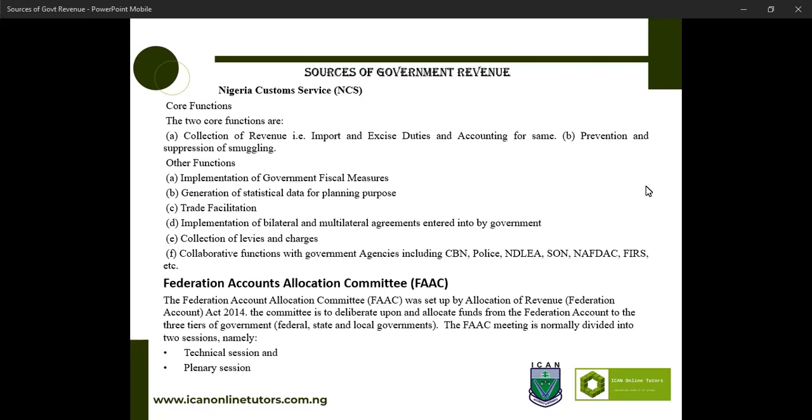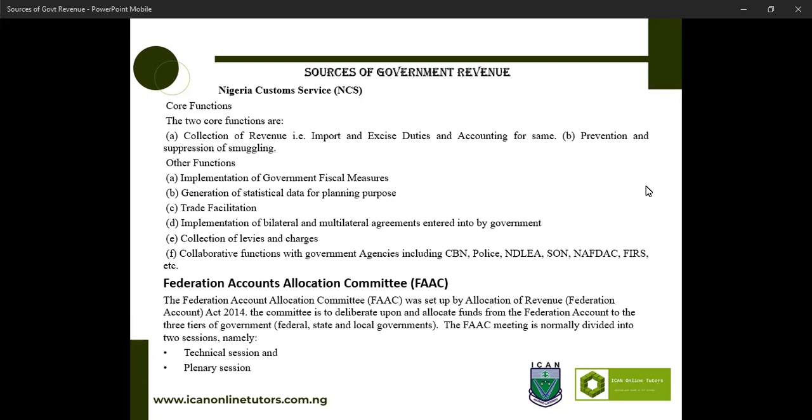The Federation Account Allocation Committee was set up by allocation of revenue, which is known as the Federation Accounts Act of 2014. The committee is to deliberate upon and allocate funds from the Federation account to the three tiers of government, which are federal, state, and local government. It is the function of this FAAC to confirm the total revenue from the general pool, which is known as the Federation account, and to give a sharing formula to the federal government, to the state government, and to the local government.